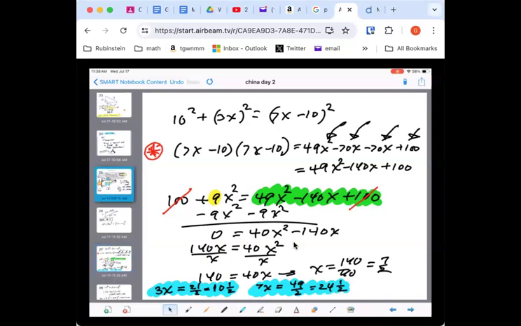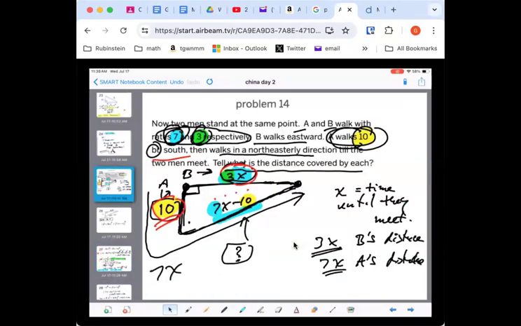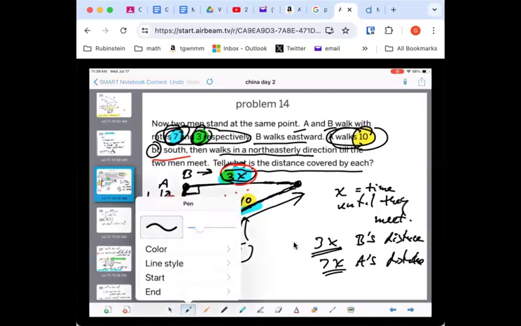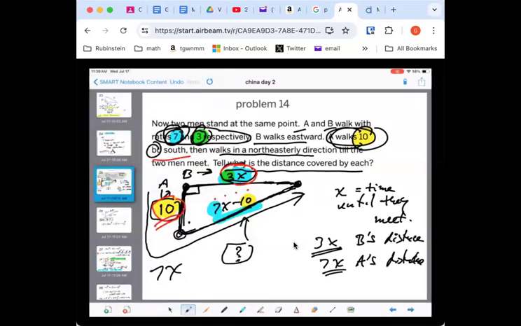So why are you doing 7x? Because look over here, 7x is his. It's not that he started at this point, 10, and just went here. He started here along with B. So he went this way and that way. That includes the 10 and the 7x minus 10, which together becomes 7x. So his full distance, he didn't start there. A and B started together. So the 7x is how far he traveled.